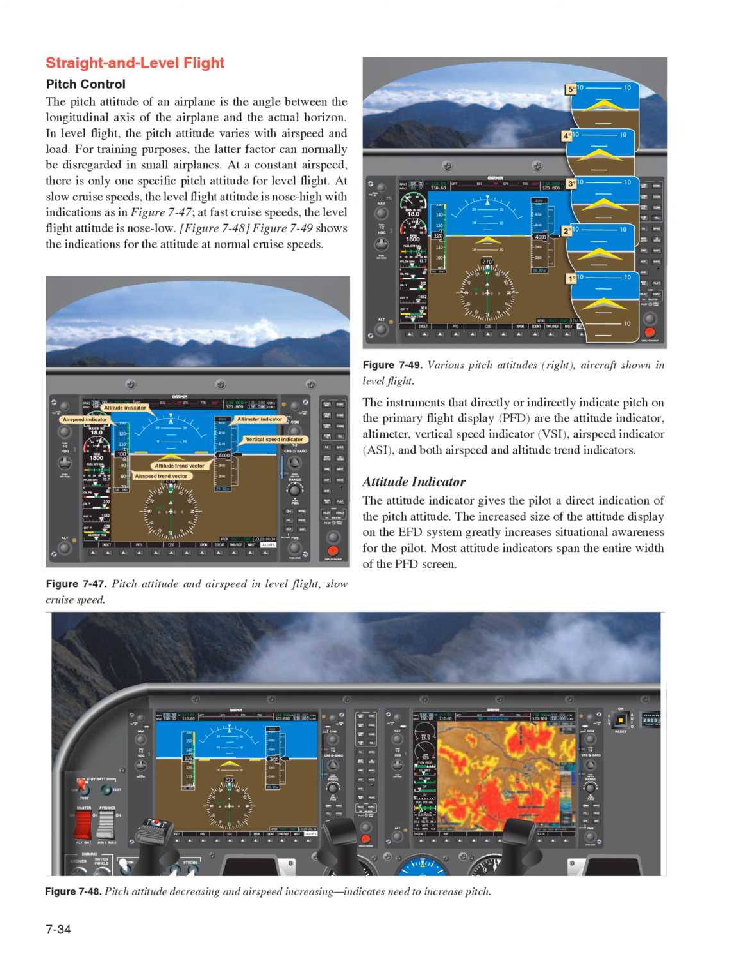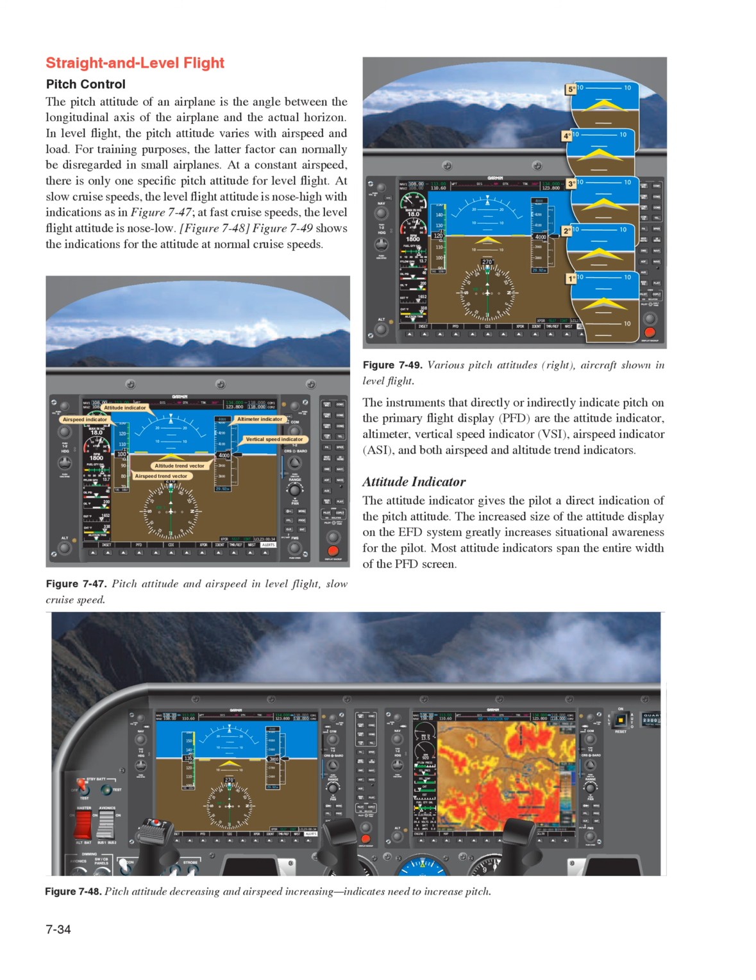Level flight. The instruments that directly or indirectly indicate pitch on the primary flight display (PFD) are the attitude indicator, altimeter, vertical speed indicator, VSI, airspeed indicator, ASI, and both airspeed and altitude trend indicators. Attitude indicator. The attitude indicator gives the pilot a direct indication of the pitch attitude.